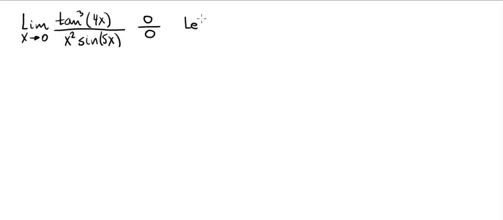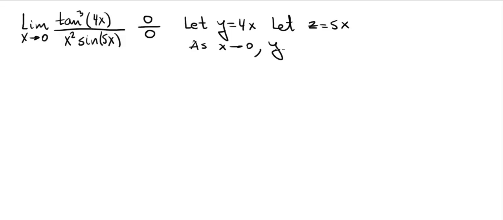Now let y equal 4x and let z equal 5x. As x goes to 0, clearly both y and z approach 0 as well. We're going to need a couple of preliminary results.